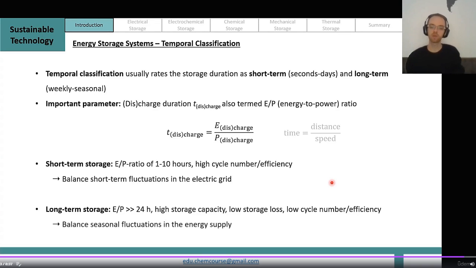So the long-term storage systems usually have an E to P ratio of much more than 24 hours. So we aim at high storage capacities here. So our E is very big, and we typically aim at a low storage loss, and a low cycle number, and efficiency is usually easier to compensate. And you can easily imagine this by saying you maybe charge a storage and you hold it for half a year. Then this storage loss here is much more relevant than if most of the time you're simply charging and discharging. So here we mostly aim at having low storage losses. And these long-term storages are typically used to balance seasonal fluctuations in energy supply.